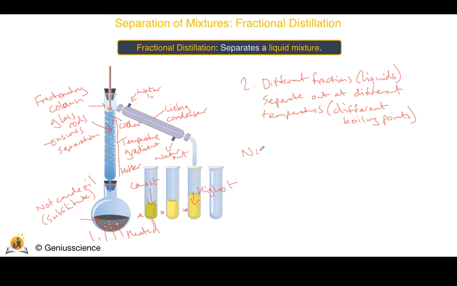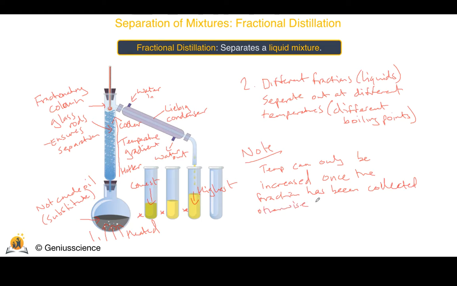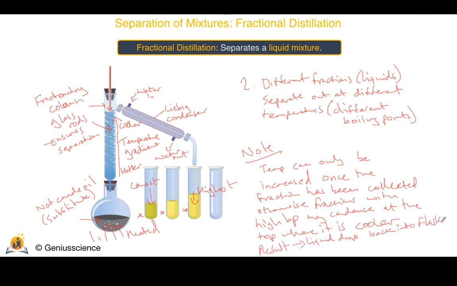It is important to note that the temperature of the mixture can only be increased once the fraction has been collected. Otherwise, fractions with high boiling points may condense at the top of the fractionating column where it will be cooler. And this can result in the liquid being dropped back into the flask, which means the mixture hasn't been properly separated.